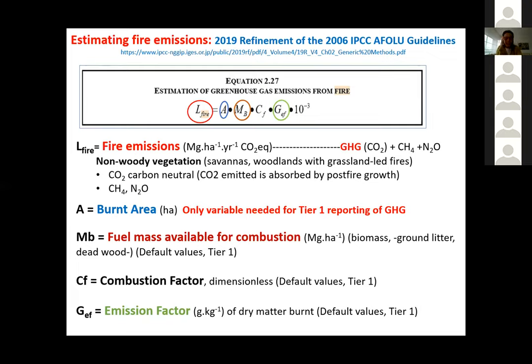What I would like to say here is that all these variables are available in standard tables for reporting in tier one, with the exception of area, but area is available also in international fire data sets. Even emissions are available if you don't want to calculate that.